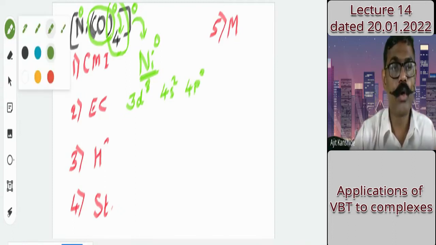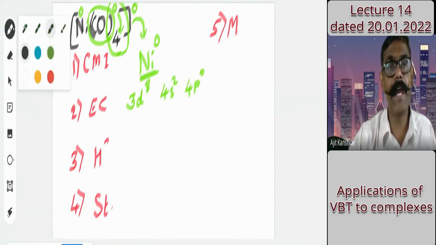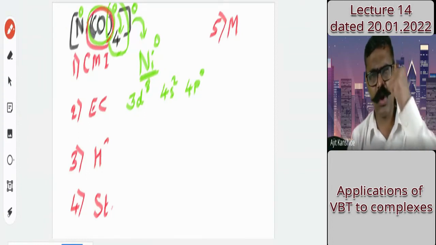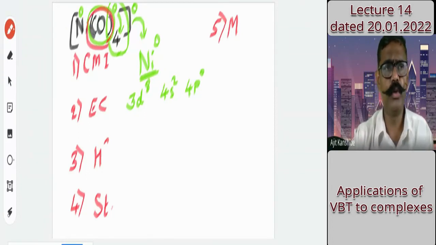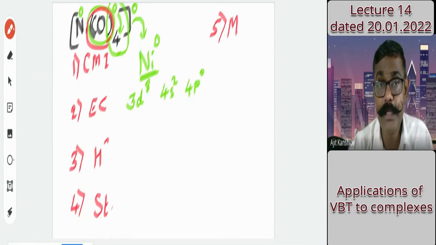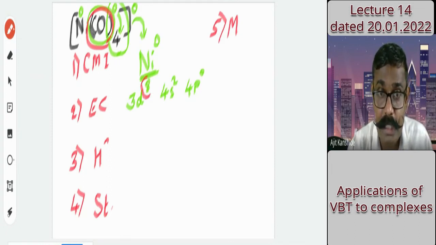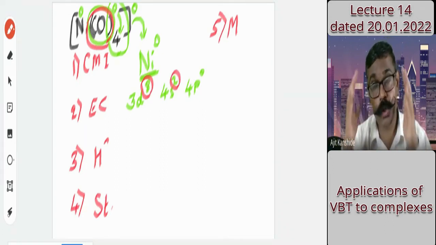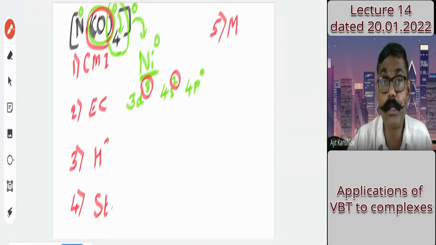3d8 4s2 4p0. Here you have to understand how the ligand carbonyl is. Carbonyl is a strong ligand, a close relative. So electrons will pair. But which electrons? The d electrons are there, and the s electrons also, because those are close in energy. The d orbital and s orbital are close in energy, so you have to consider all the electrons. Total 10 electrons are there on nickel.